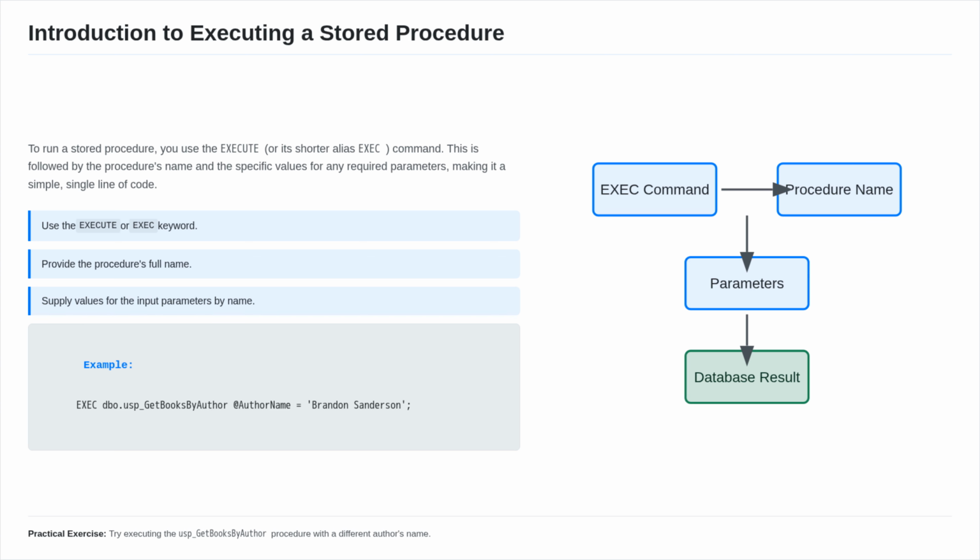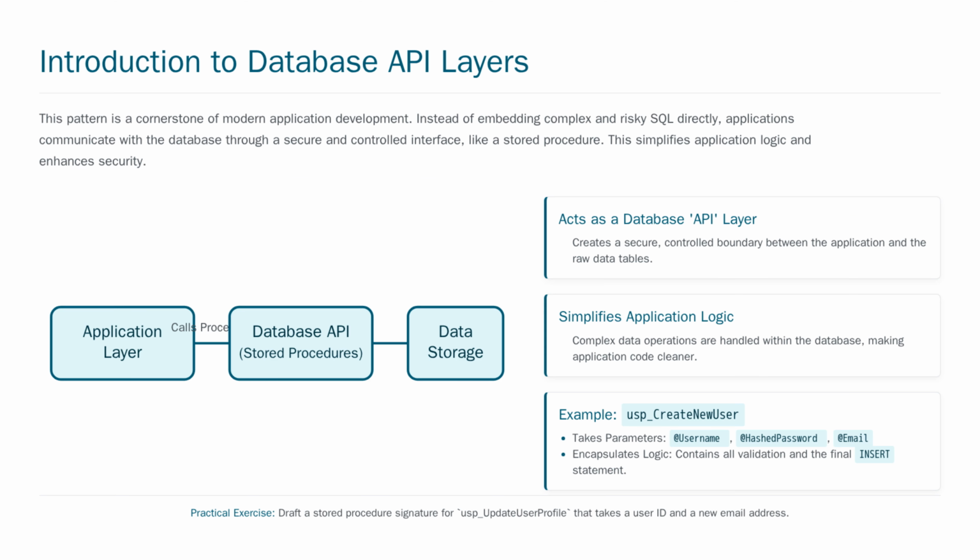To run our procedure, we use the execute or EXEC command, followed by the procedure name and the values for any parameters. It's a simple, single line of code. This pattern is the foundation of modern application development. Think of a procedure like USP_create_new_user. The application calls this one safe procedure instead of running complex and potentially risky ad hoc SQL.